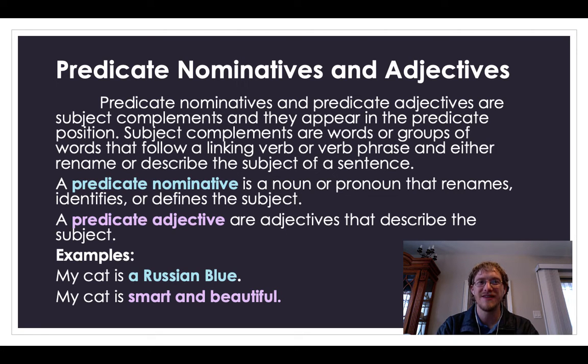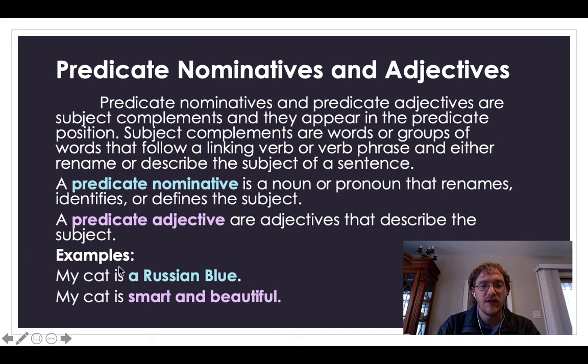I know that's confusing, but let's just look at it. A predicate nominative is a noun or pronoun that renames, identifies, or defines the subject. Here, let's look at it. My cat is a Russian blue. This is a predicate nominative. It looks kind of like an object, but in your advanced grammar classes, you'll learn this is not an object, it is a predicate nominative.